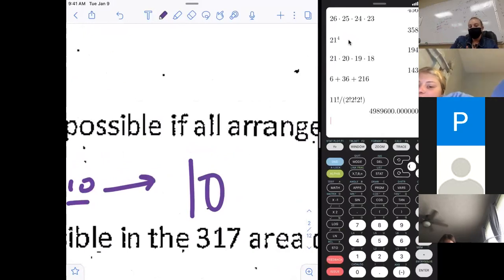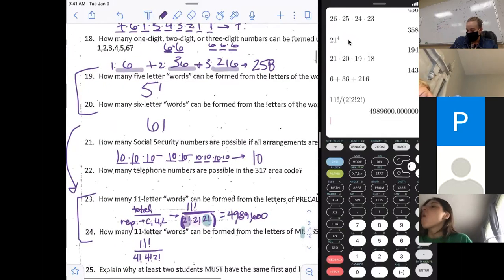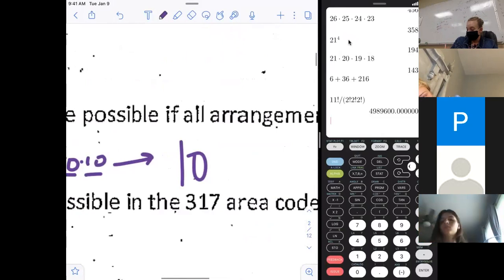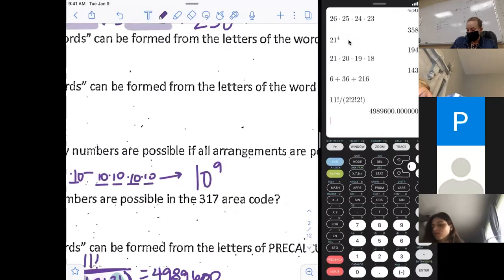So 10 is what I have, and how many spots are there? 1, 2, 3, 4, 5, 6, 7, 8, 9. There's 9 spots, so it's going to be 10 to the 9th. That's a huge number. I'm not going to put that in the calculator.